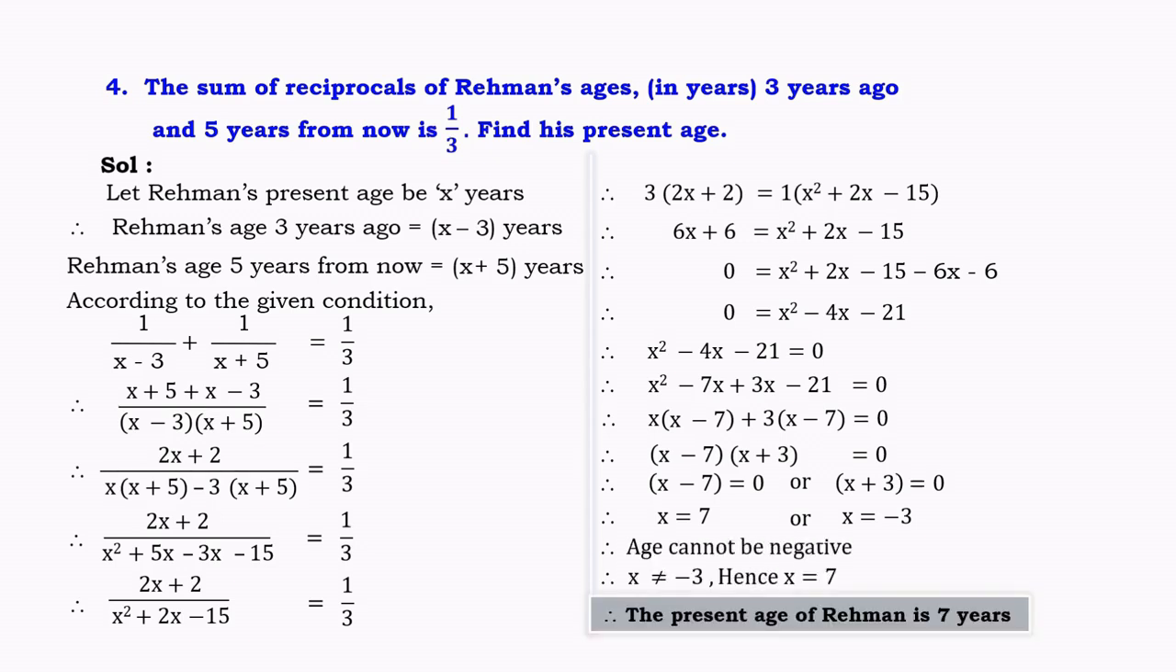But age can never be negative. So, we reject negative 3. Hence, the value of x is 7. Therefore, the present age of Rahman is 7 years. So, the required answer is that Rahman's present age is 7 years.